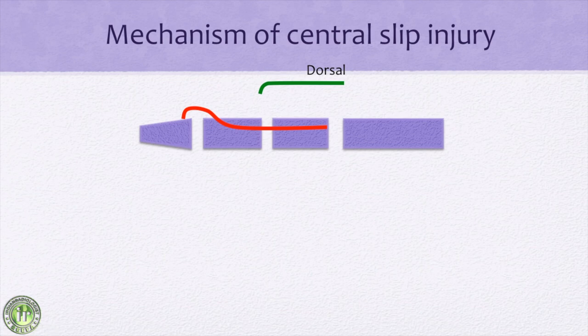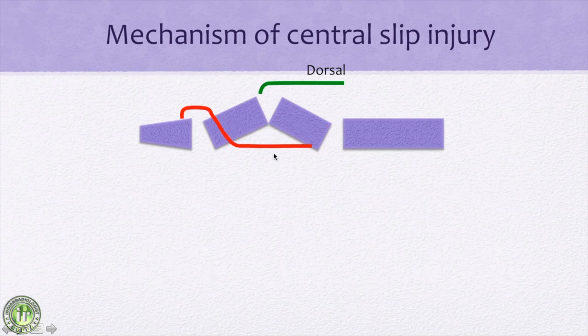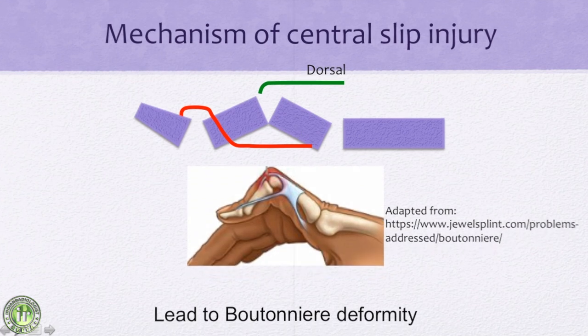Now, what happens if the central slip injury is missed? So eventually, because of the unopposed action of the flexors, the proximal interphalangeal joint will go into flexion. The lateral slips will shift more volarly, and this will exert a tension on the distal interphalangeal joint. And as a result, the distal interphalangeal joint will go into hyperextension. So this is exactly opposite of what we've seen in the swan neck deformity. Here, the distal joint is in hyperextension, whereas the proximal joint is in hyperflexion. And this is known as Boutonniere deformity.